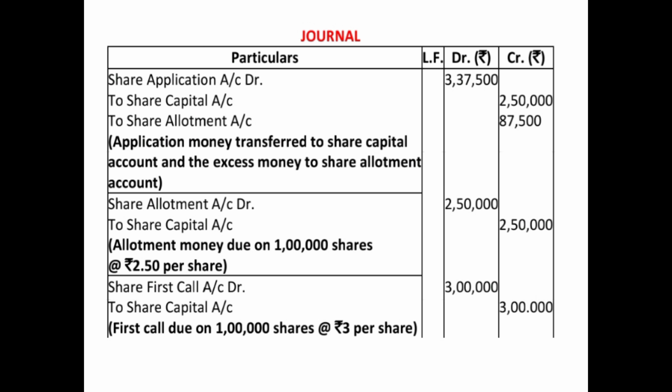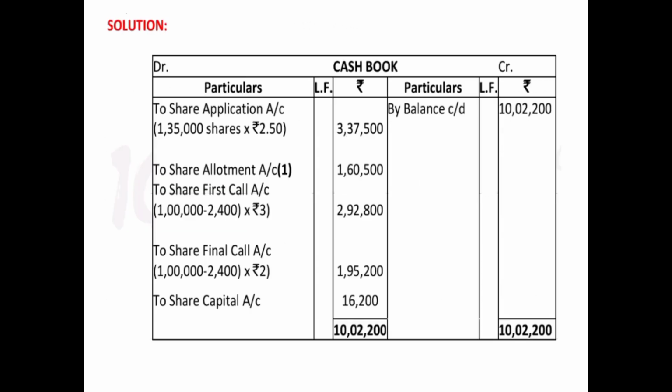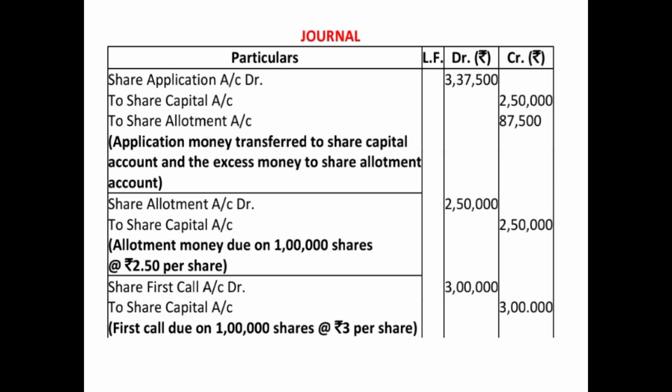Then we have to record the receiving entry of share allotment, which the working note we have already discussed. And on the debit side of the cash book, we will show to share allotment account 1,60,500 after adjusting the surplus money and after deducting the arrear amount of allotment. Then we will pass the due entry of the first call, 3 rupees on 1 lakh shares, that is share first call account debited 3 lakh to share capital account 3 lakh.